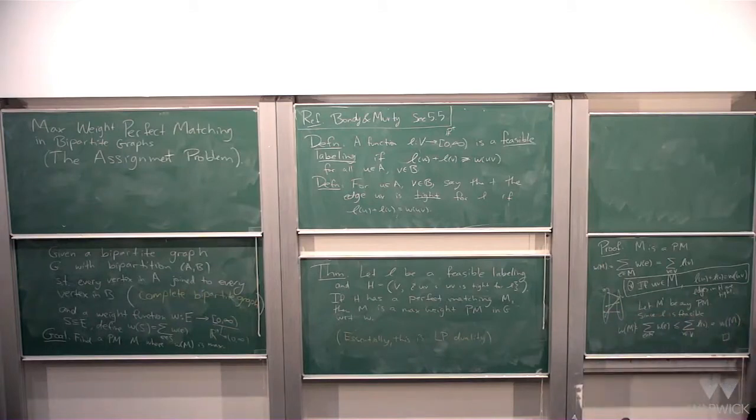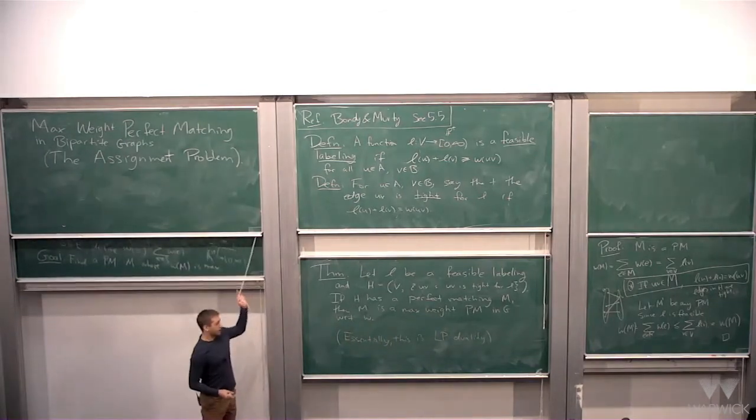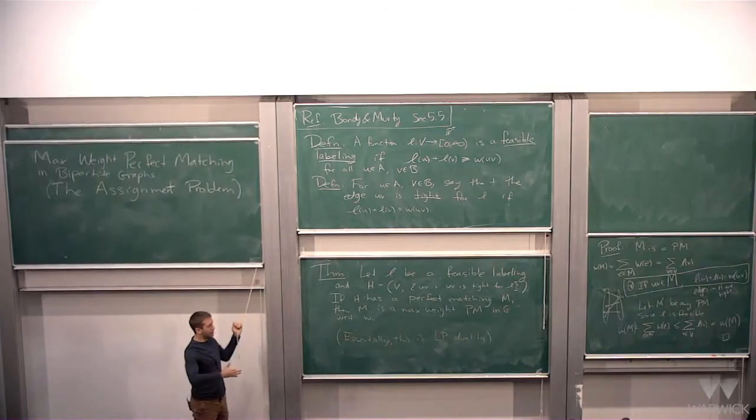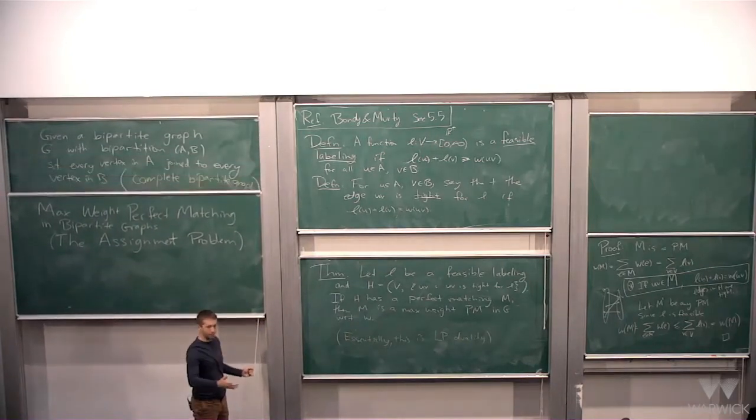Right, so if the graph of tight edges has a perfect matching, automatically you're done. You can just say that's the best perfect matching. So basically everything comes down to trying to pick your feasible labeling so that you can find a perfect matching in H.